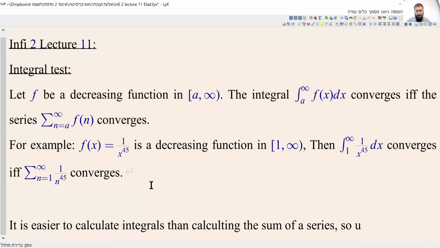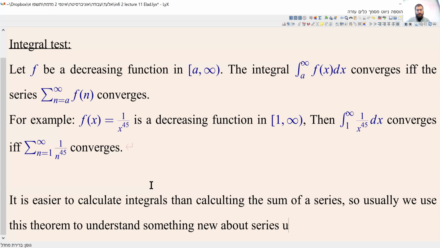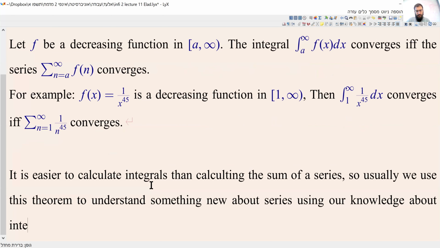So usually we use this theorem to understand something new about series using our knowledge about integrals. And here we've already studied the series very well. In our last course it was probably not that important.